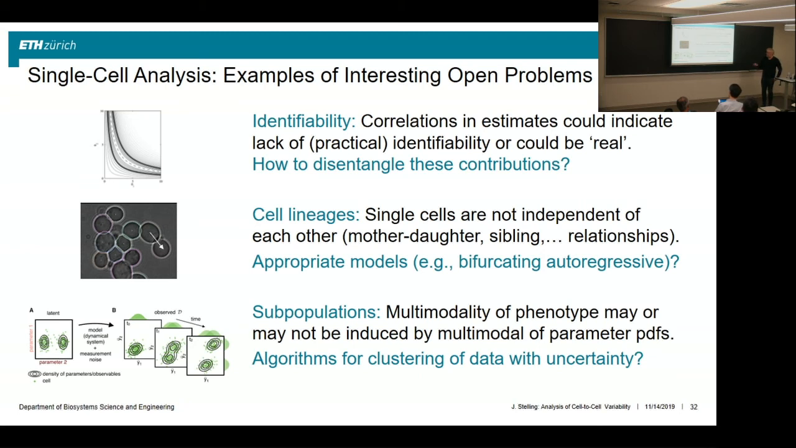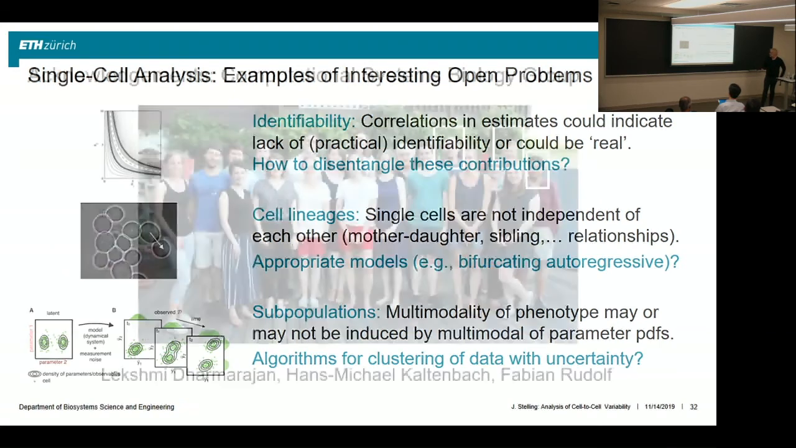And the final question also relates to questions of, for instance, development. If you observe subpopulations of cells, it's neither necessary nor sufficient that you have, for instance, bimodal distributions in these parameters. So the question is how can we deal with that for what the actual causes are.